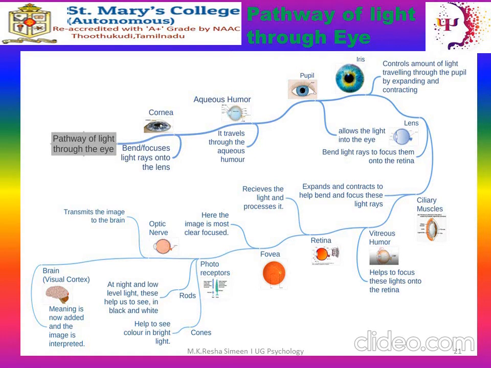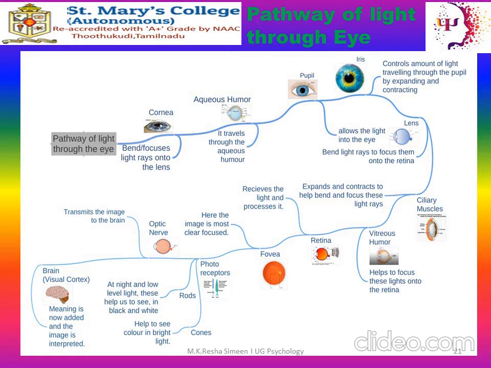Now I will explain the pathway of light through the eye with the help of a mind map. Pathway of light through the eye. The cornea bends or focuses the light rays onto the lens. It travels through the aqueous humor. The pupil allows the light into the eye. The iris controls the amount of light traveling through the pupil by expanding and contracting.